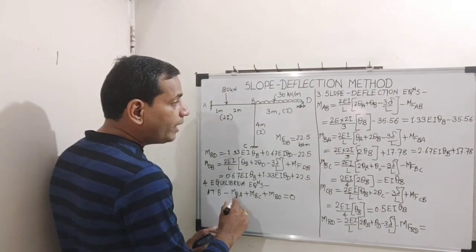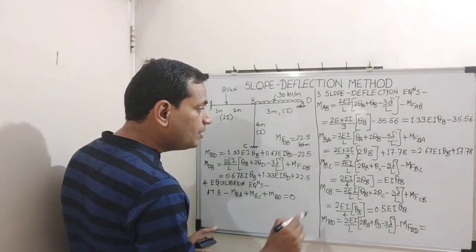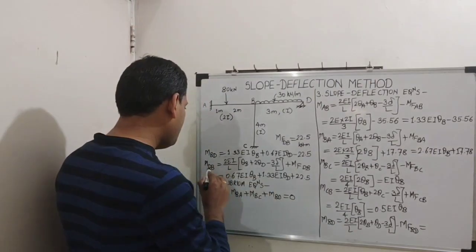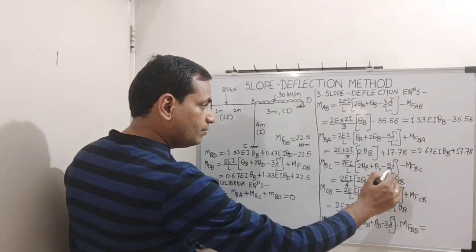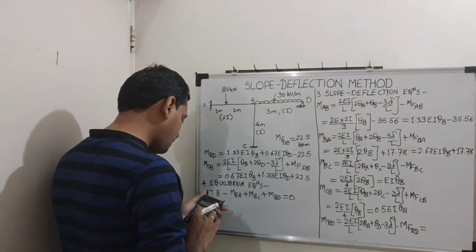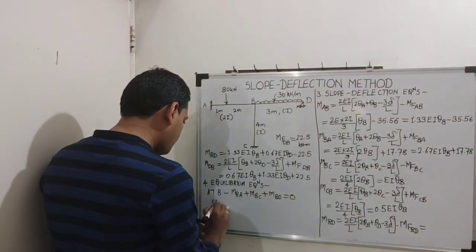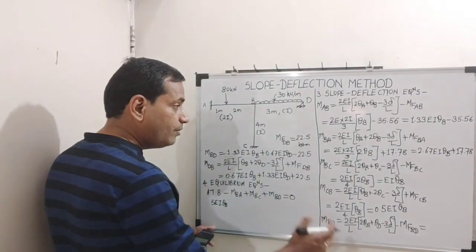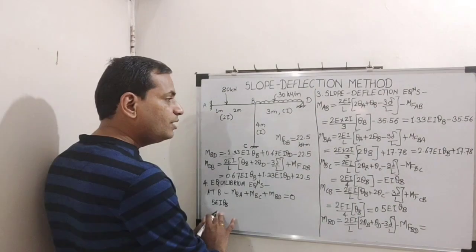So what is now MBA? 2.67 EI theta B plus 17.78. MBC only EI theta B. MBD is here, we have written. So 2.67 plus 1, so 3.67. 3.67 plus 1.33. How much? It will be 5. So 5 EI theta B. Okay. I am adding all the 3 moments simultaneously and writing them in the form of one final equation. So 5 EI theta B.